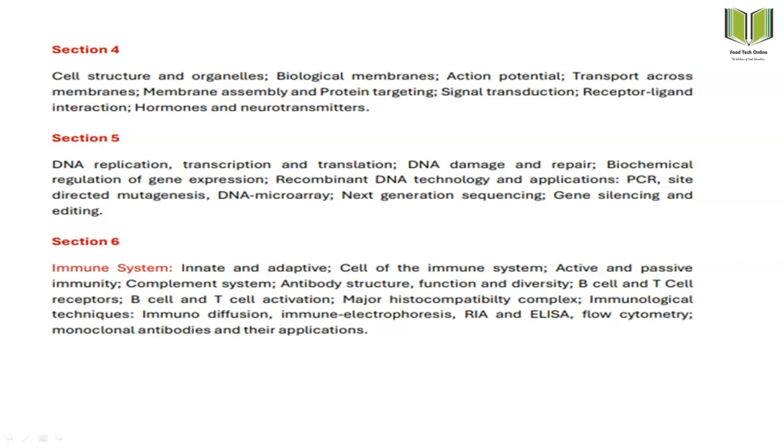are given there. After that comes the molecular part, some introductory material on the cell structure and their organelles, like chemical substances that are involved in biological membranes. How does action potential help in the transport of the ions through membranes, and membrane assembly and protein targeting, signal transduction, receptor ligand interaction, hormones and neurotransmitters. So here comes what the chemical interactions and chemicals are, how the chemicals govern the metabolic activity of a cell. It can be prokaryotic or eukaryotic.